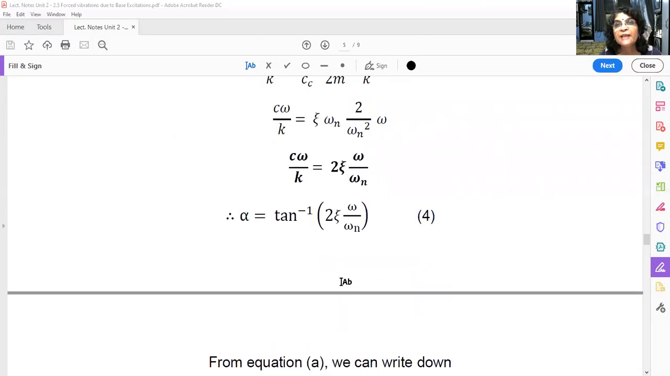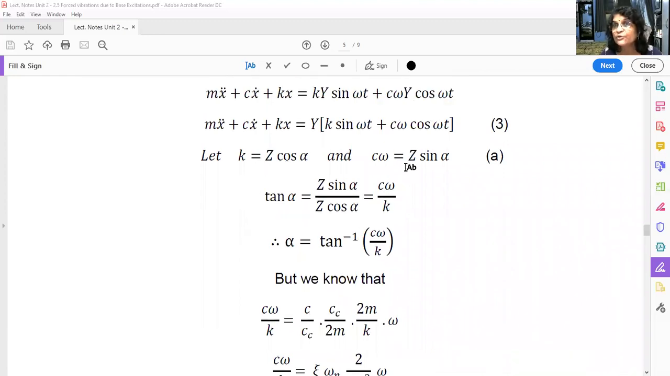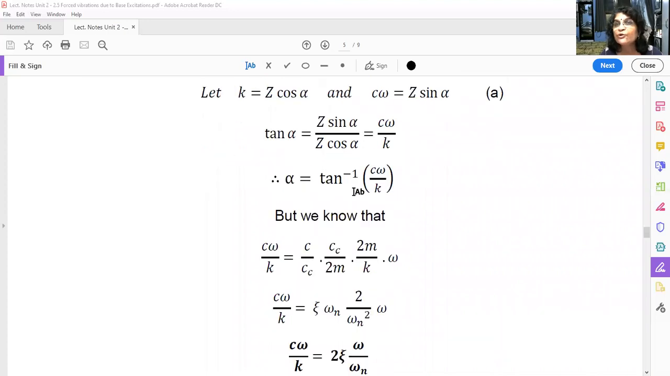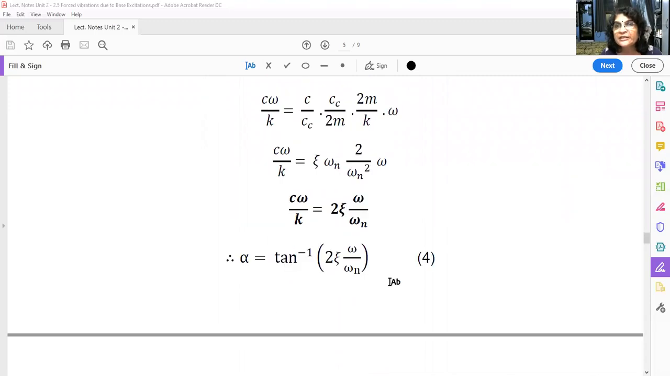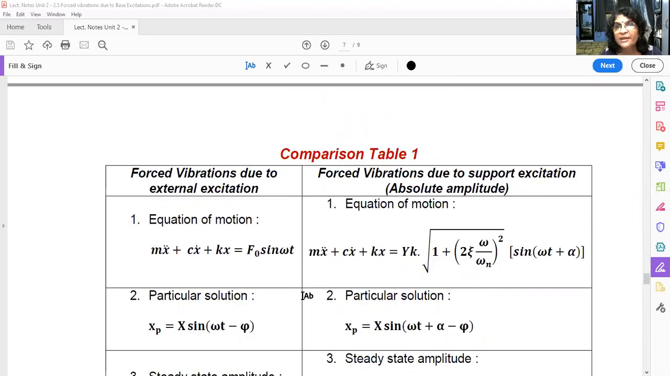We have found out this alpha. What was that angle alpha? We have assumed K is equal to Z cos alpha, C omega is equal to Z sin alpha. And from the ratio, we got alpha is equal to tan inverse C omega upon K. And we put the value of C omega upon K, that is 2 zeta omega upon omega n. So this alpha is the new term we have defined here.